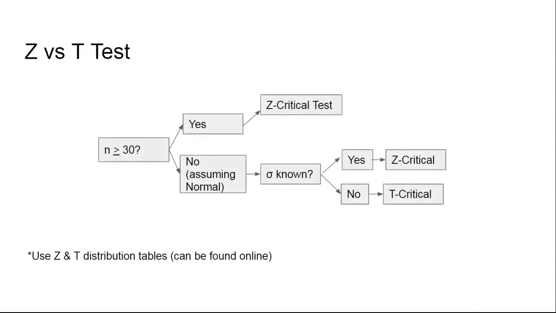For normally distributed samples smaller than n equals 30, where sigma is unknown, you have to use a t-critical test instead of the z-critical test. In other words, finding phi using the t-distribution table instead of the normal table.